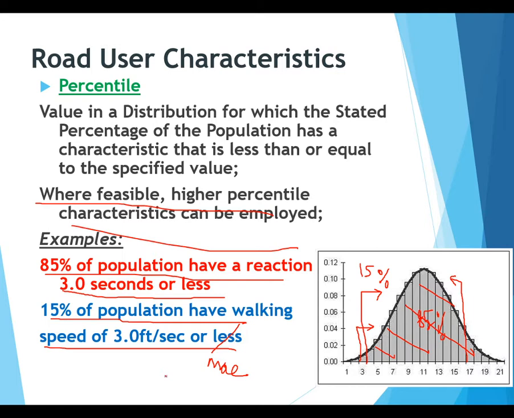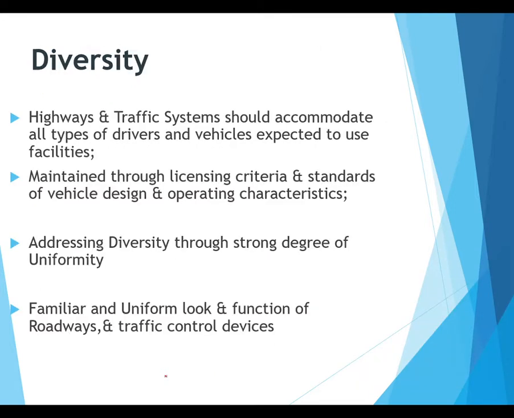So again, this is called the normal curve, part of the statistical part, and it comes to the factors of people using the transportation system and how we can serve everyone if we put the people in this kind of curve, and any factor that's random, we put into the curve. So diversity: any traffic system should accommodate all types of drivers and vehicles expected to use this facility. Sometimes we try to make sure that the extremely bad drivers are out of the system, which we can maintain through some kind of licensing criteria.